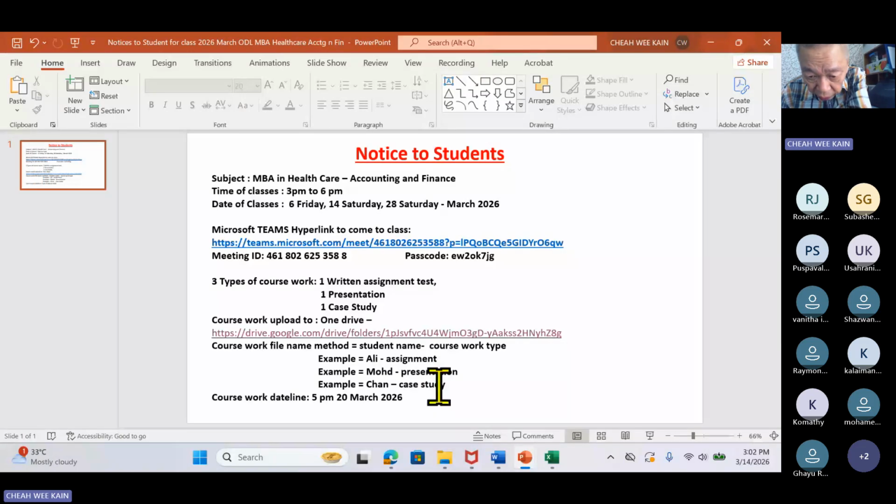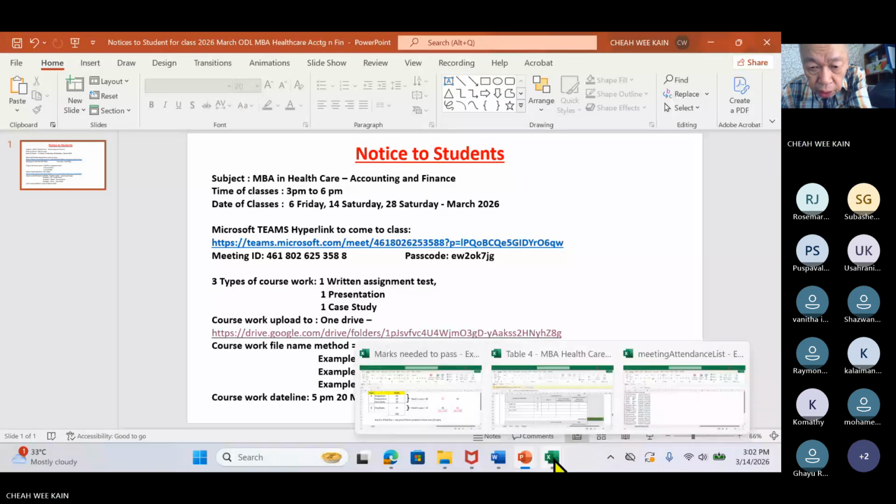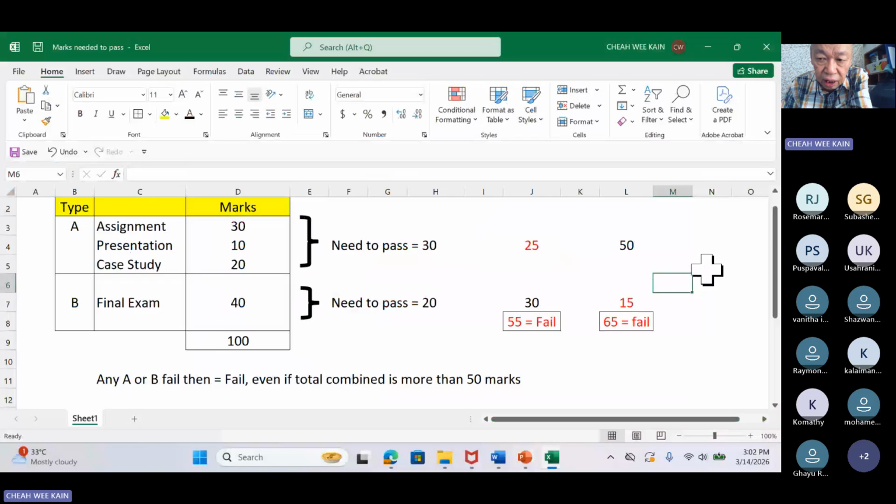Now I got some news for you, from what happened yesterday. We had our university Senate meeting, and we were told to do student assessment. We have type A and type B. Type A is what we call coursework, that is due during the course. It is composed of assignment, presentation, and case study.